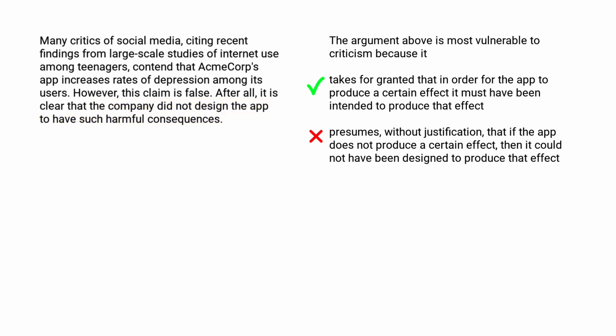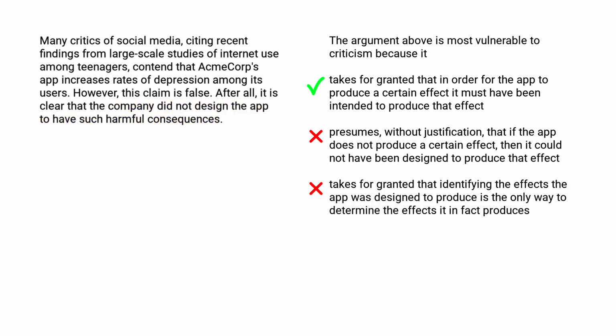Here's another potential trap answer. "Takes for granted that identifying the effects the app was designed to produce is the only way to determine the effects it in fact produces." Now this one might be tempting because the argument's premise does refer to lack of intent, and then it does use that as a reason why the app doesn't have an effect.